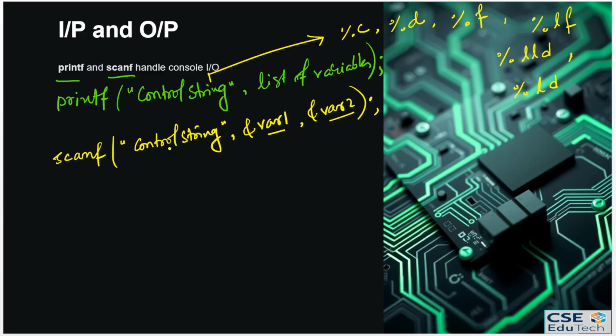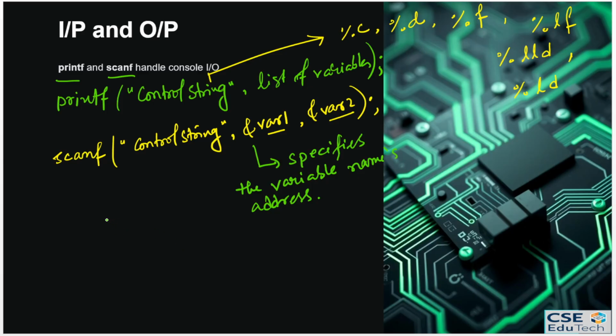If integer, then we have to write percentage d. If it is a character, then we have to write percentage c. If it is a float, then you have to write percentage f. But what does this ampersand mean? This ampersand is an operator, and it basically specifies the variable name address.